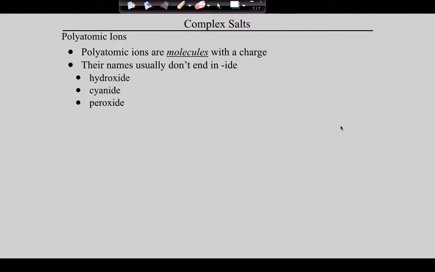They are the 3 exceptions, and you just need to remember that when you're trying to find hydroxide, cyanide, or peroxide, these will not be elements. They'll be on the polyatomic ion chart.